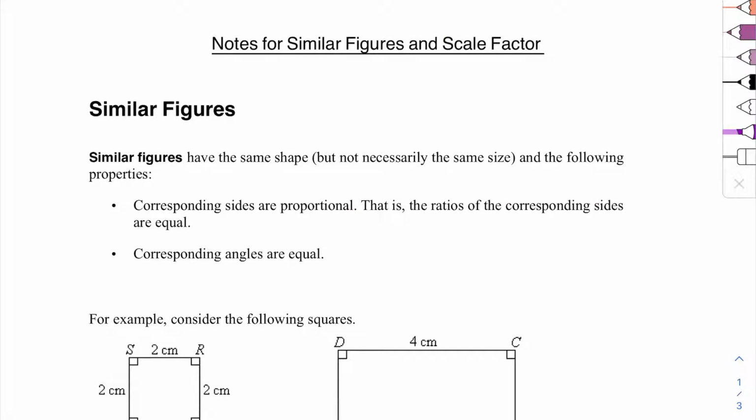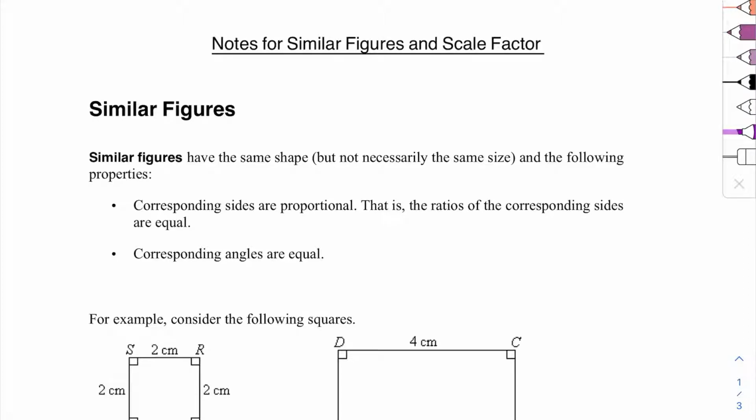So we're going to start talking about our final type of transformation, which is a dilation. Recall that a dilation is when you resize an object by making it bigger or smaller. To talk about dilations, we have to talk about similar figures and scale factors. So that's what we're going to be talking about today.